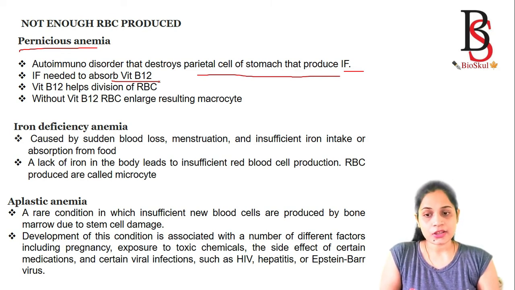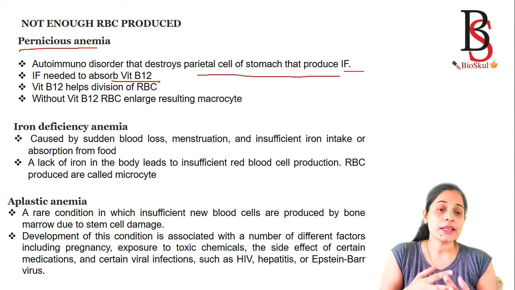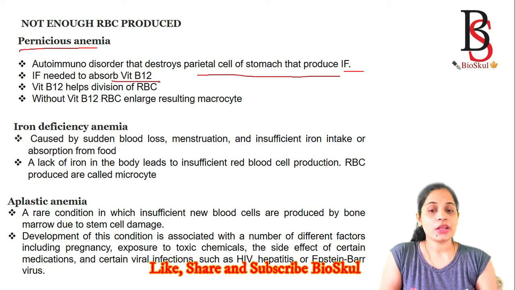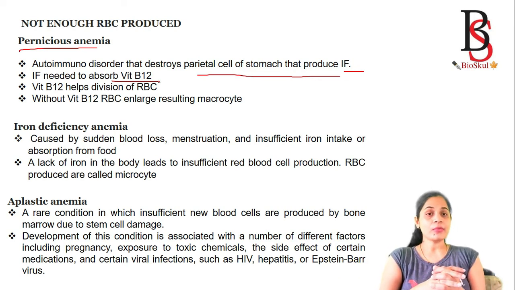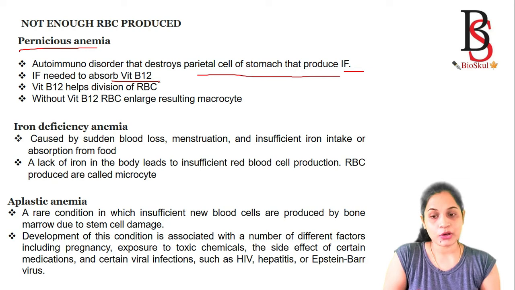And another condition is iron deficiency anemia. Iron deficiency anemia is caused by sudden loss of blood because of menstruation and insufficient intake of iron or absorption of iron from the food. A lack of iron in the body leads to insufficient RBC production, okay, and that causes microcytic anemia. Microcytic anemia means there is production of small-sized red blood cells.